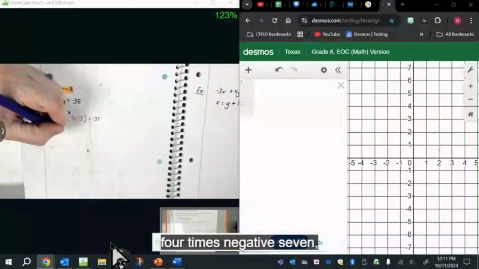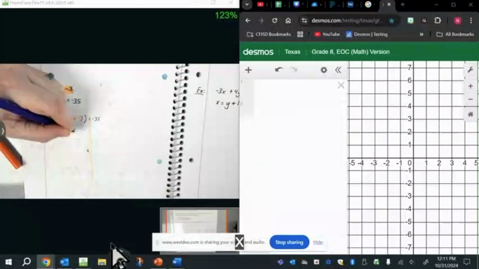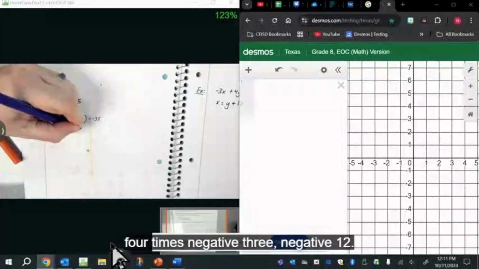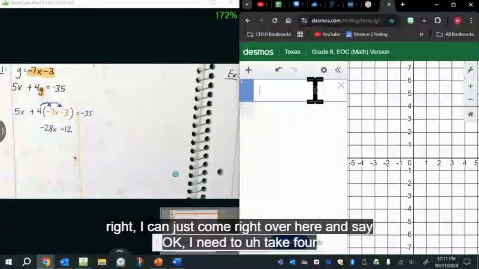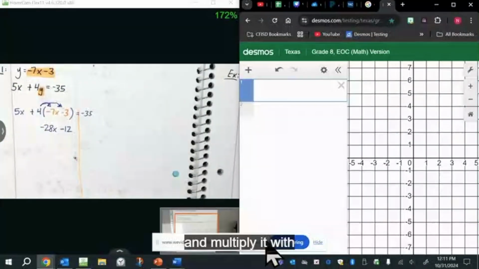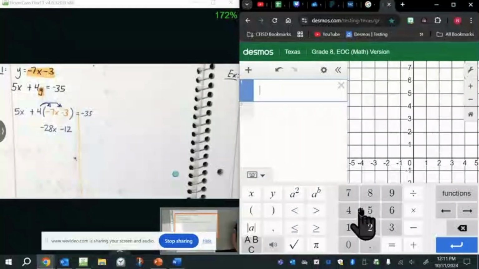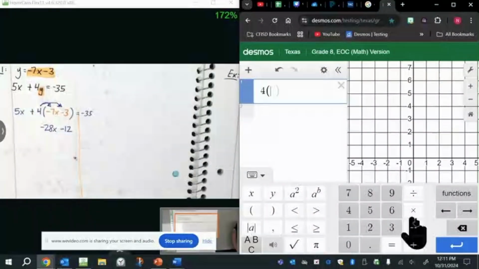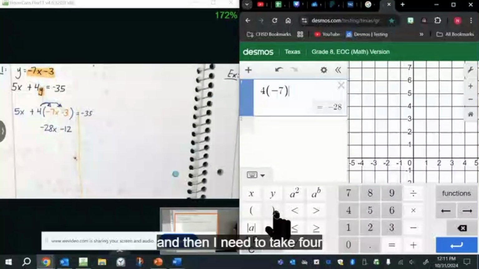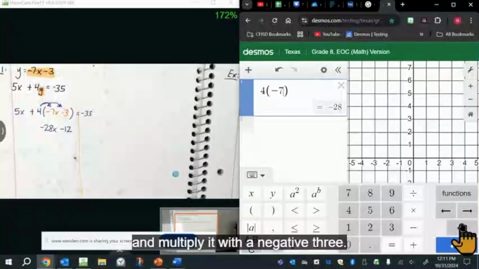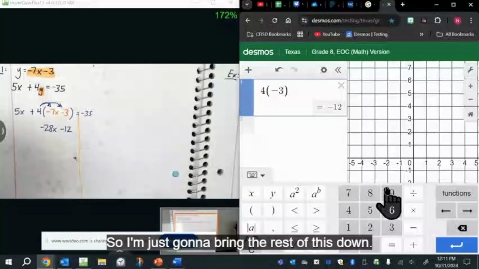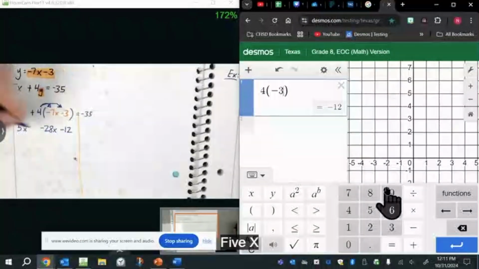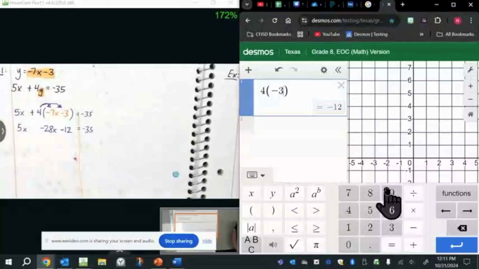So first thing we're going to do, distribute. 4 times negative 7, negative 28x. 4 times negative 3, negative 12. And again, you can type this in if you need to. I can just come right over here and say, okay, I need to take 4 and multiply it with negative 7. And then I need to take 4 and multiply it with negative 3. So I got negative 28, then I got negative 12. I'm not distributing to anything else, so I'm just going to bring the rest of this down. 5x equals negative 35.